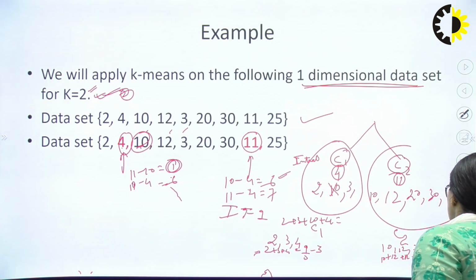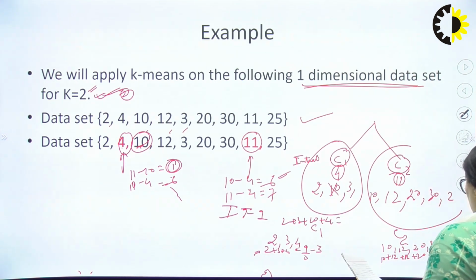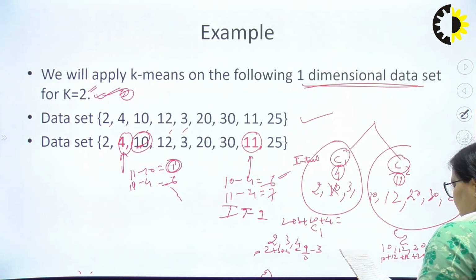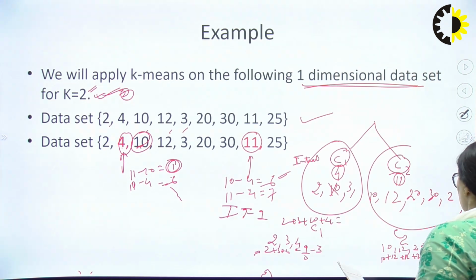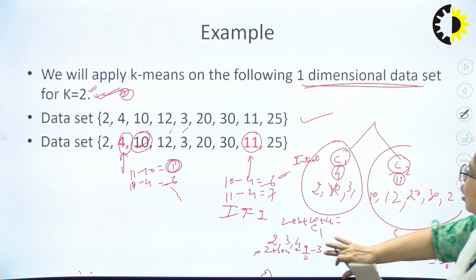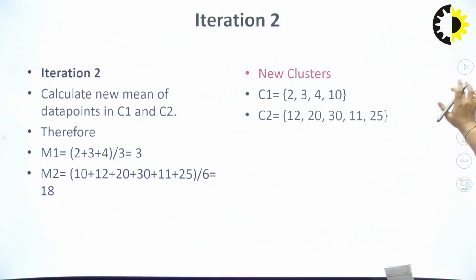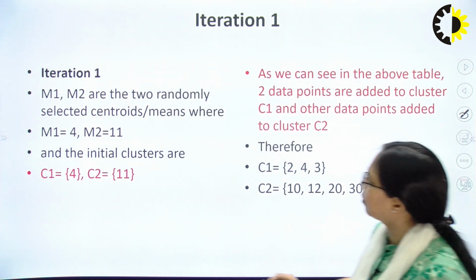You can also find it on your own. The average of this being 108 by 6, that gives us 18. Okay. That is the way we go about finding the centroids. This is the outcome of the first iteration. See, this is the outcome of the first iteration that I was talking about.